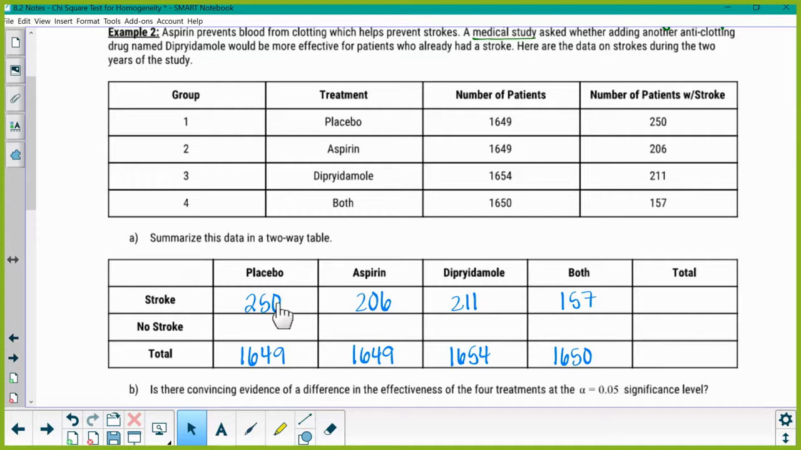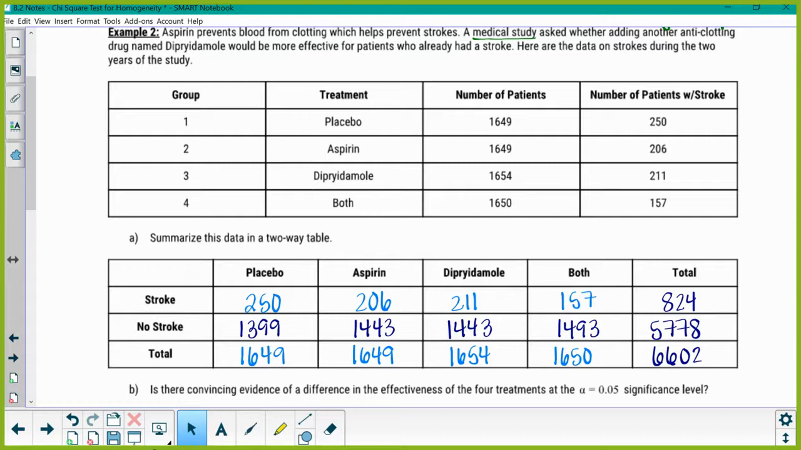Now, from here, it's just subtraction. I know how many had a stroke. I know how many there were total. I'm just going to subtract those two numbers to get how many people didn't have a stroke. So I'm going to go in and do the subtractions. In the placebo group, 1,399 didn't. Aspirin had 1,443. Same thing with our dipyridamole. And 1,493 in both did not have a stroke.